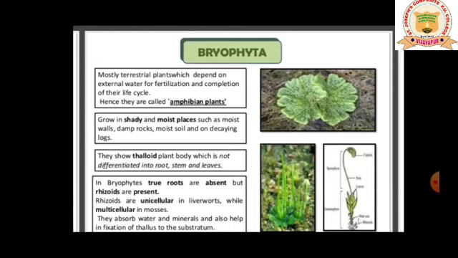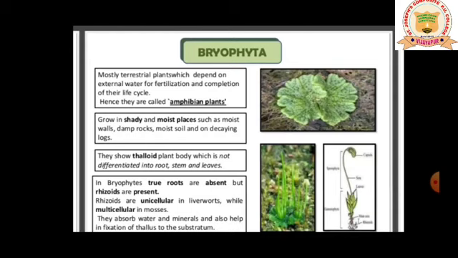Now coming to the structure of Bryophyta, they show a thalloid plant body which is not differentiated into root, stem and leaves. So you cannot make out which is leaf, which is root and which is stem. True roots are not found in them. You cannot identify which is true root, stem and leaves. So the body of the plant is thalloid-like, in thalloid form.